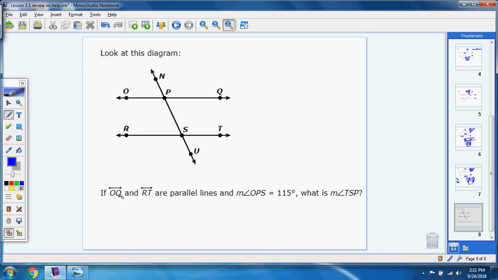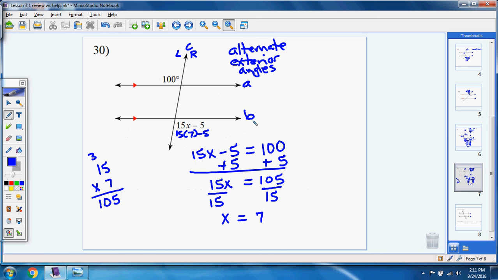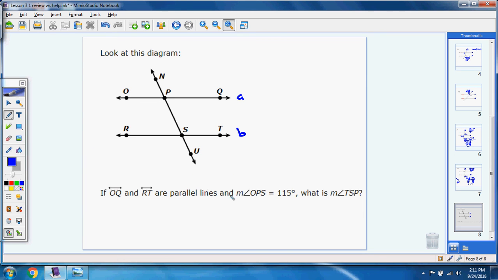If OQ, so this line here, and RT are parallel lines. If I want to make it connected, I can just put a little A, B. Again, I'm just trying to make it look visible like this one here. If you notice, this is the transversal, so I would say that this is C. Now again, you won't have the ability to do that on the computer, but since it's a screenshot, I can do that. Okay, so they're parallel lines.